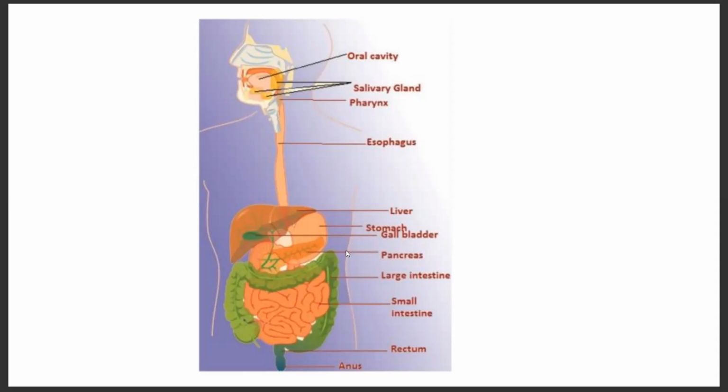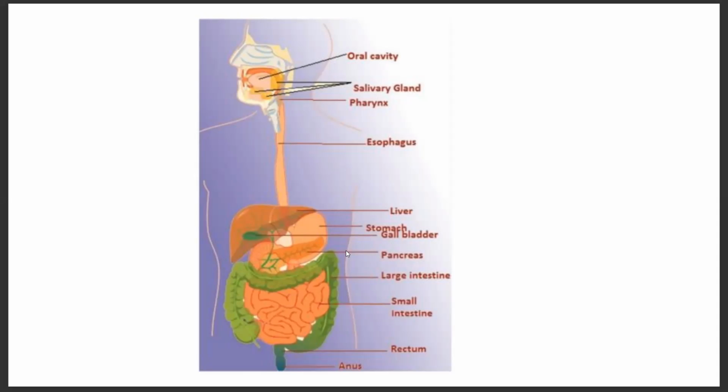Now, if we take the human digestive system, it includes the alimentary canal and the associated glands. The alimentary canal includes the oral cavity, pharynx, esophagus, then stomach, large intestine, small intestine, rectum, and anus. Associated glands are the liver and pancreas. Okay? First one is the mouth or oral cavity.